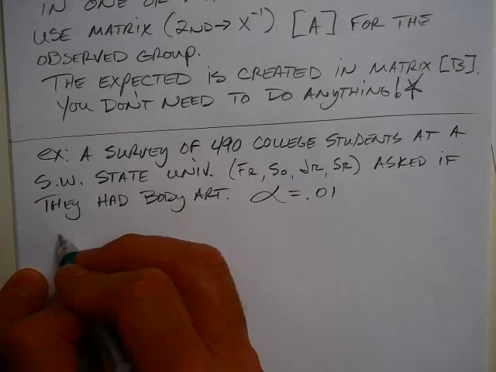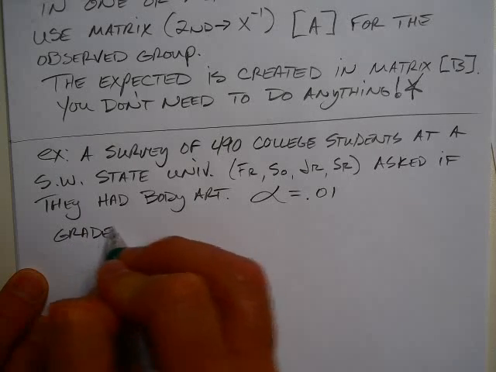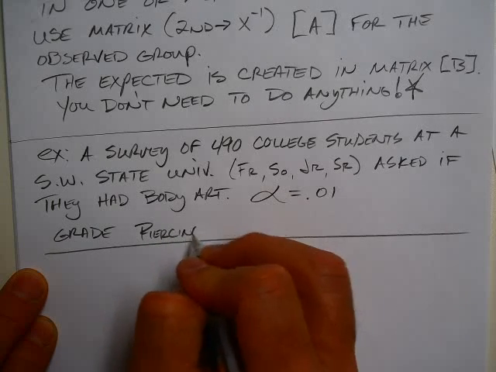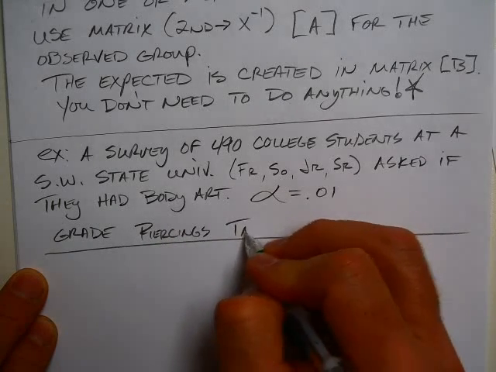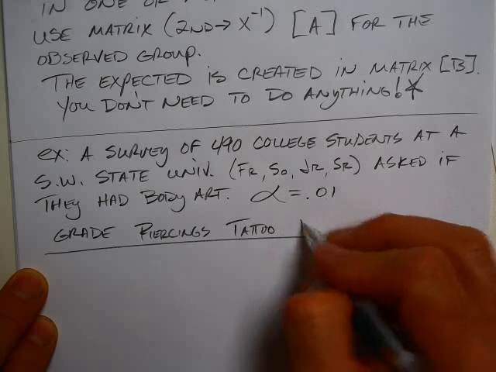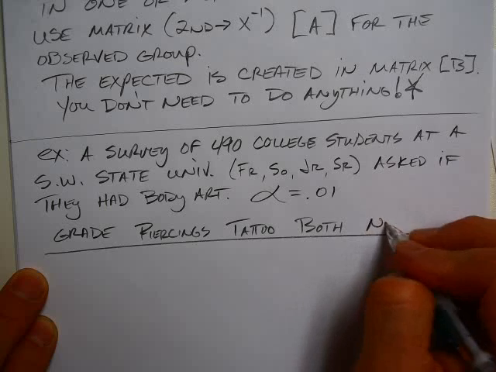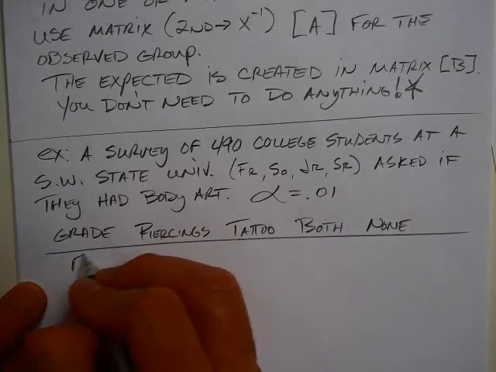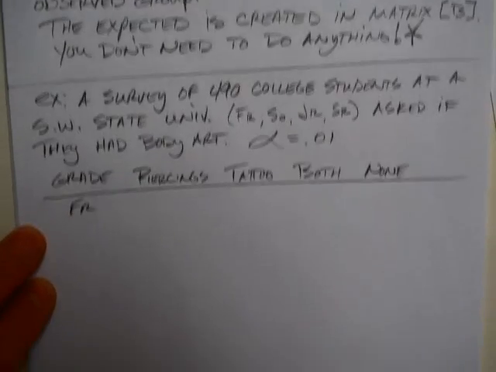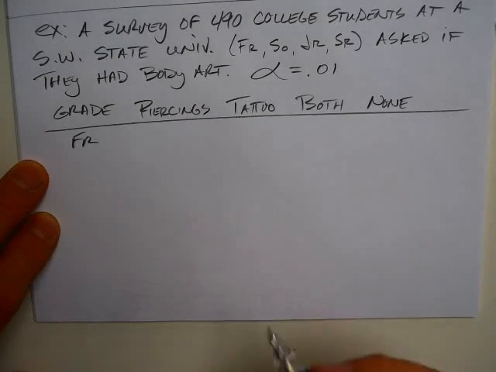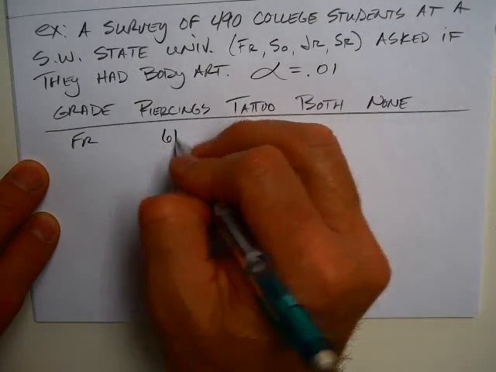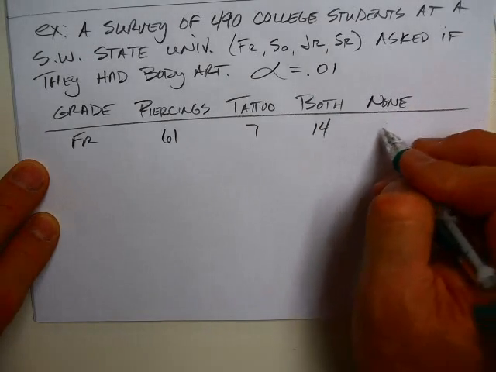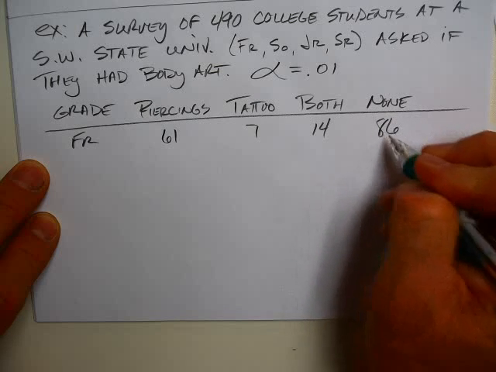So here's the information that we have. Grade. If they have piercings, a tattoo, both, or none. So we'll start with the freshman. The freshman, 61 had piercings, 7 had tattoos, 14 had both, and 86 had none.